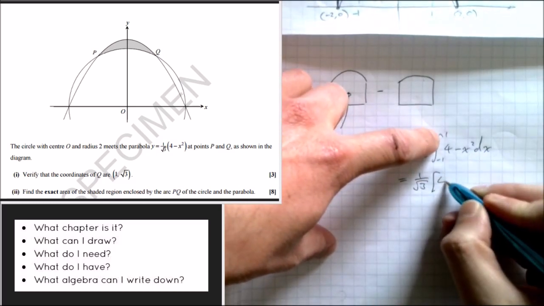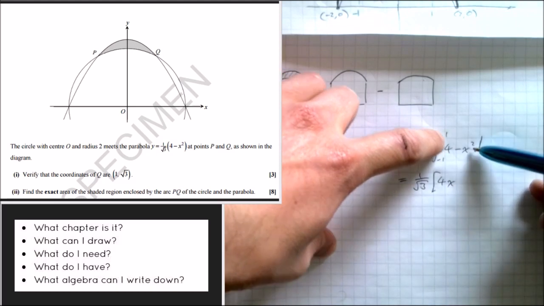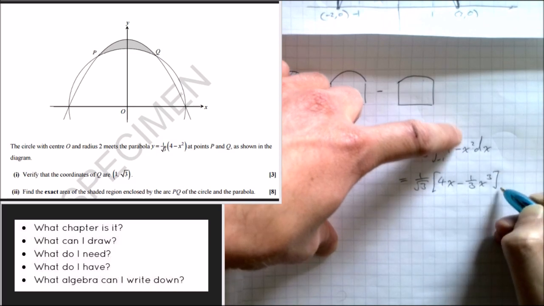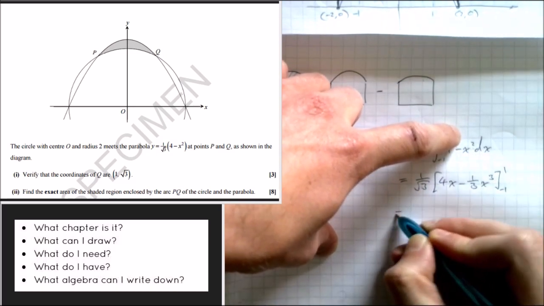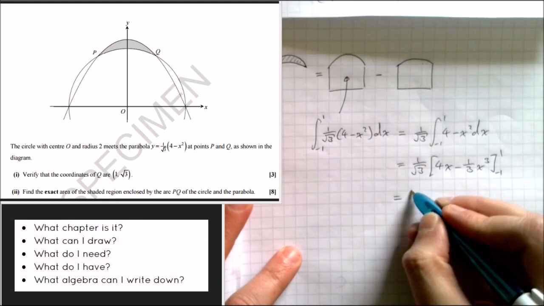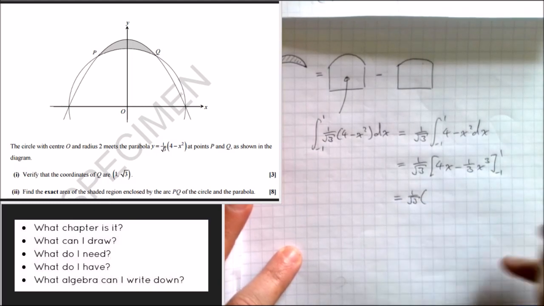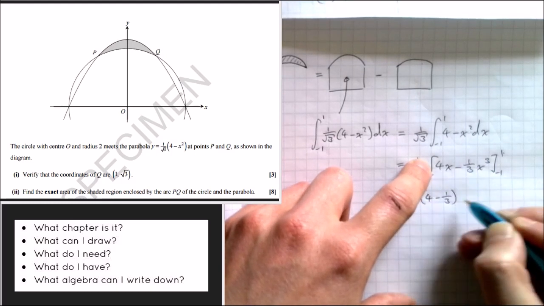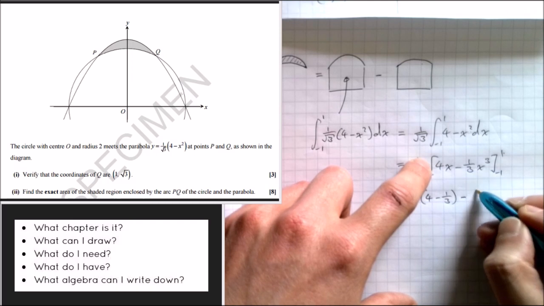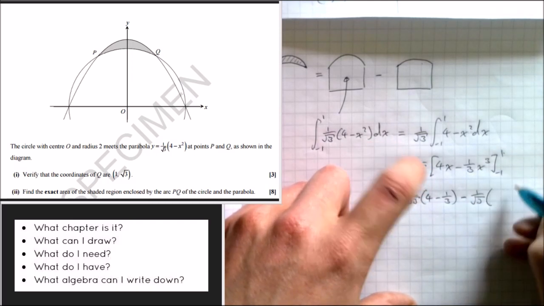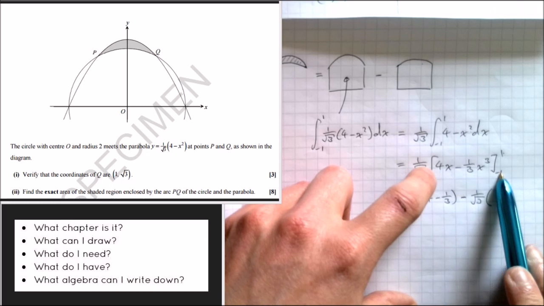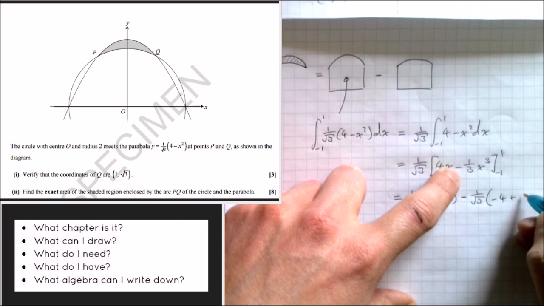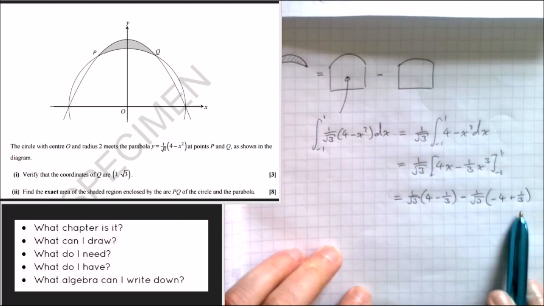Add 1 to the power, divided by the new power. 4 becomes 4x. Add 1 to the power, divided by the new power: a third x cubed. That is, well, we plug 1 in and take away this one, plugging negative 1 in. Minus 4, negative, negative. There are so many negatives in this, got to be careful here.